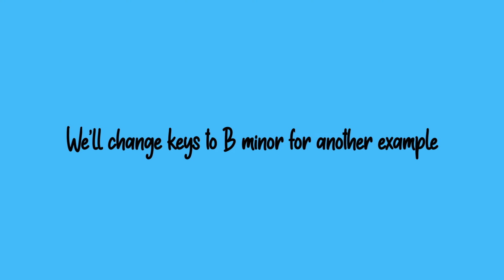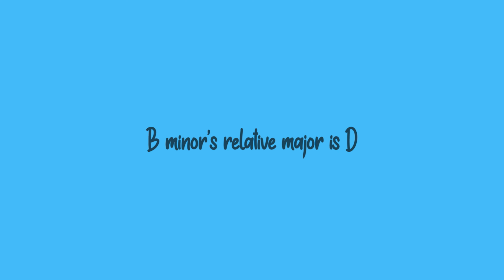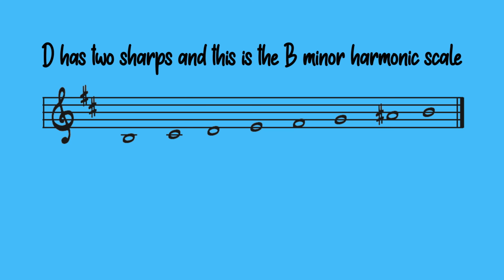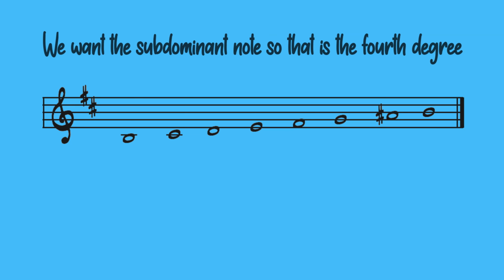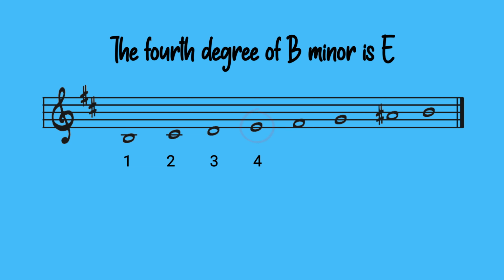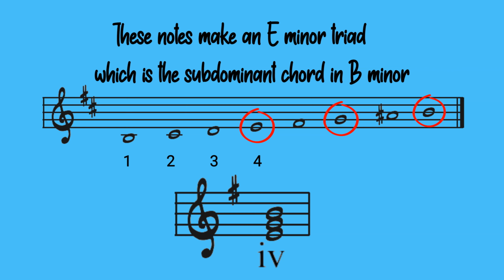We'll change keys to B minor for another example. B minor's relative major is D. D has two sharps, and this is the B minor harmonic scale. Remember, harmonic minor has the raised seventh. We want the subdominant note, so that is the fourth degree. The fourth degree of B minor is E. E is our root, G is our third, and B is the fifth. These notes make the E minor triad, which is a subdominant chord in B minor.